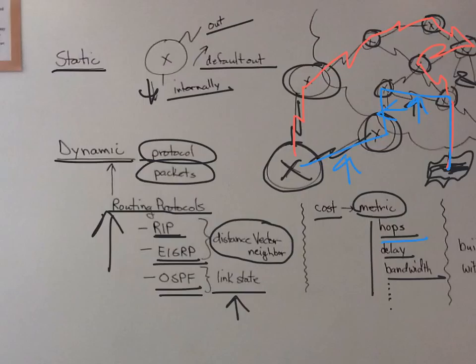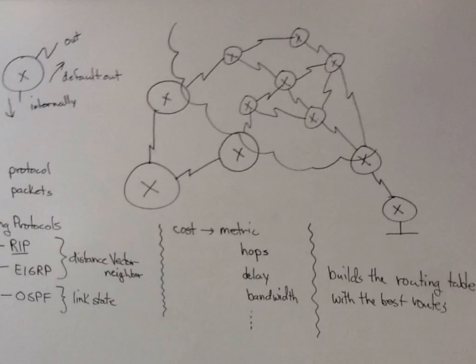Routing protocols figure that out by sharing information between the routers. Once they have shared information and their routing tables are up to date, they say they have converged. Alright, so here's a little more of the same thing.